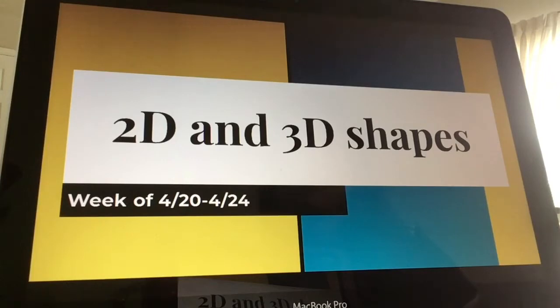This week we're going to work on 2D and 3D shapes. I'm gonna start the same way as I did last week. I'm gonna show you what's on my computer screen, and then we can practice on the whiteboard. Okay, so 2D and 3D shapes.